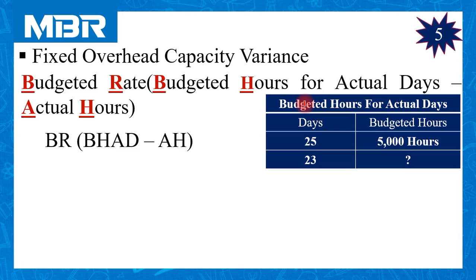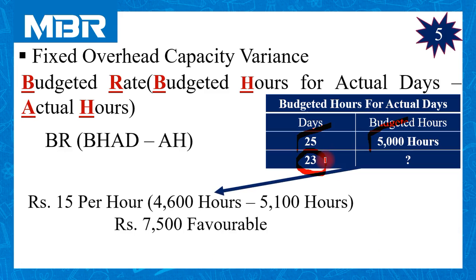For the budgeted information, the examiner provided that the budgeted number of days is 25, and in these 25 days we are expecting work of 5000 hours, but actually we are working for 23 days. So in the proportion of 25 days to 5000 hours, how many hours can we extract from our employees as working hours? Let us enter this information in our question.